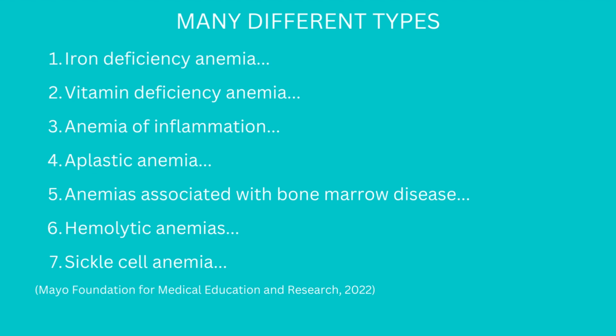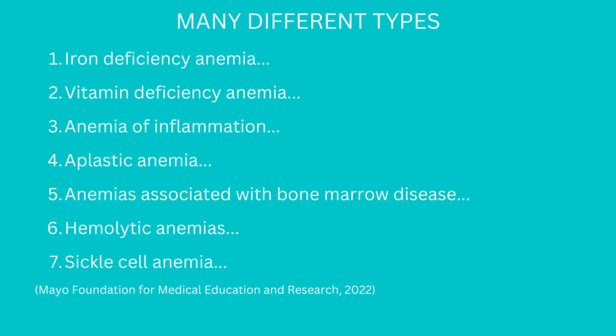There is iron deficiency anemia, which is the most common, and it is caused by the lack of the proper amount of iron in the body. Vitamin deficiency anemia is caused by the lack of folate and vitamin B12, which are used by the body to produce healthy red blood cells. When the body is lacking these vitamins, it can cause a decreased red blood cell production.